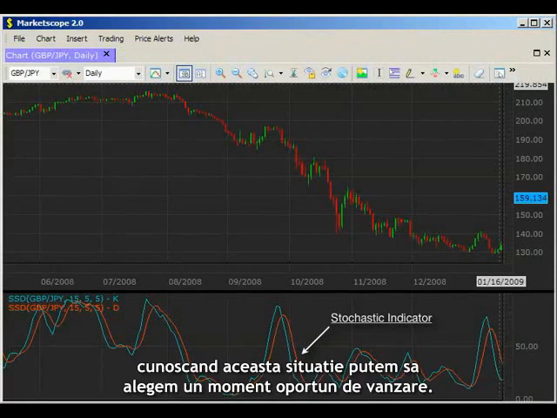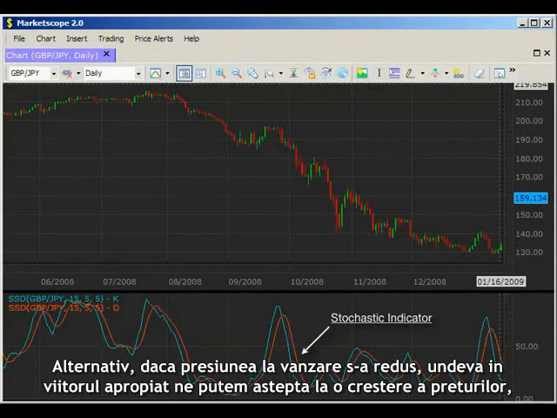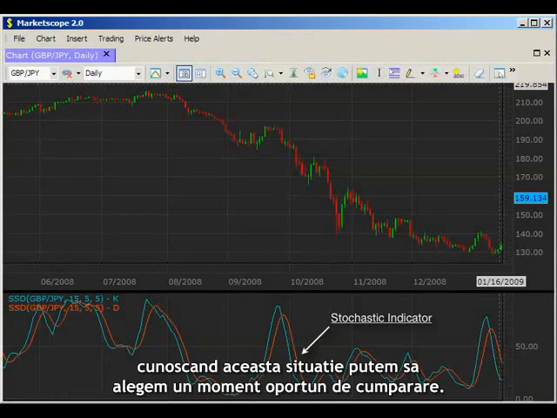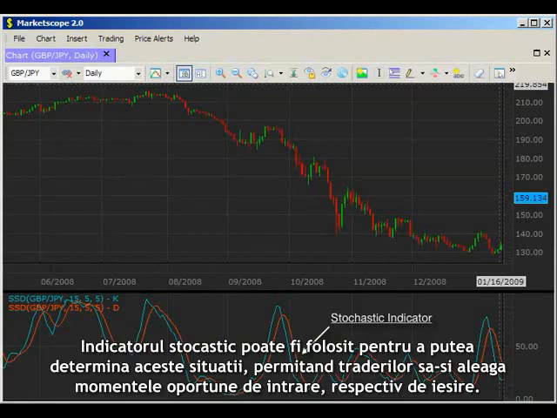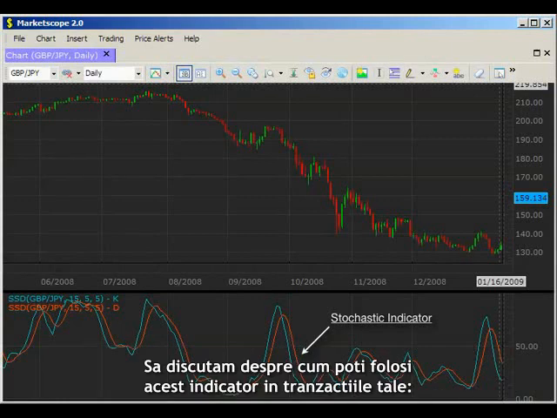Awareness of this situation can help us better time a good selling opportunity. Alternatively, if selling pressure has run out of steam, we can expect prices to rise sometime in the near future. Awareness of this situation can help us better time a good buying opportunity. Stochastics can be used to help locate these situations, allowing traders to better time their entries and exits. Let's talk about how you can use slow stochastics in your trading.